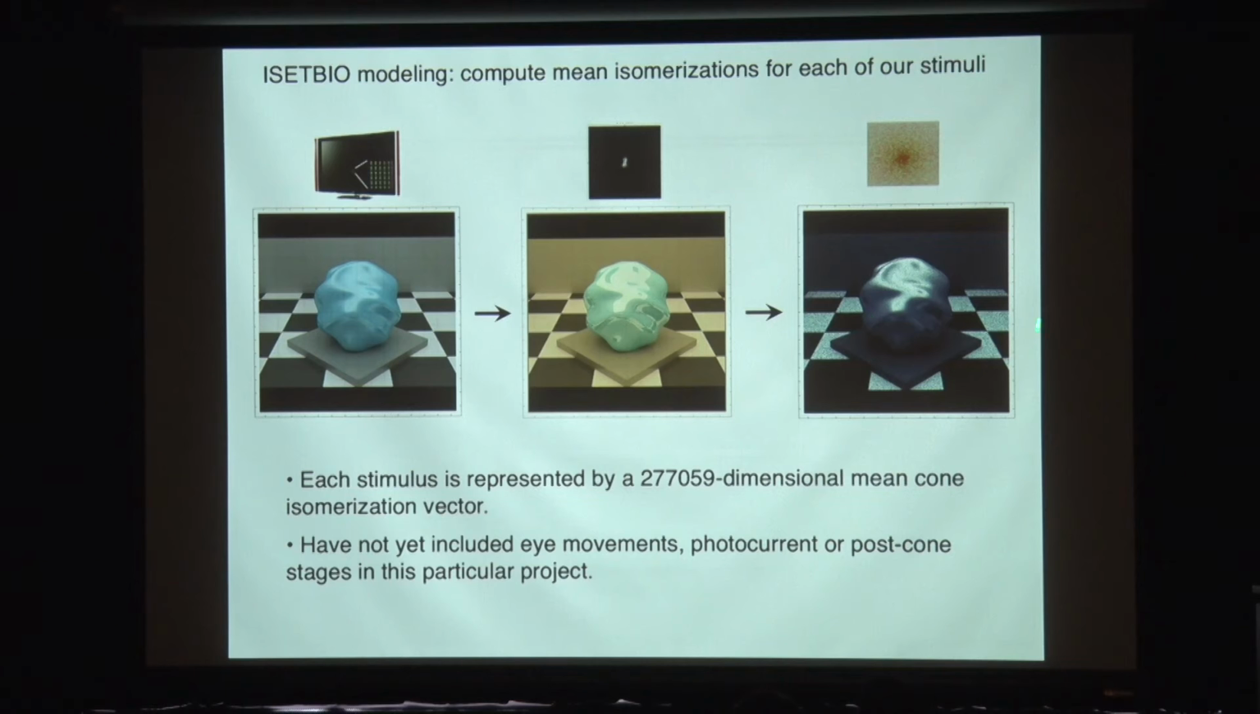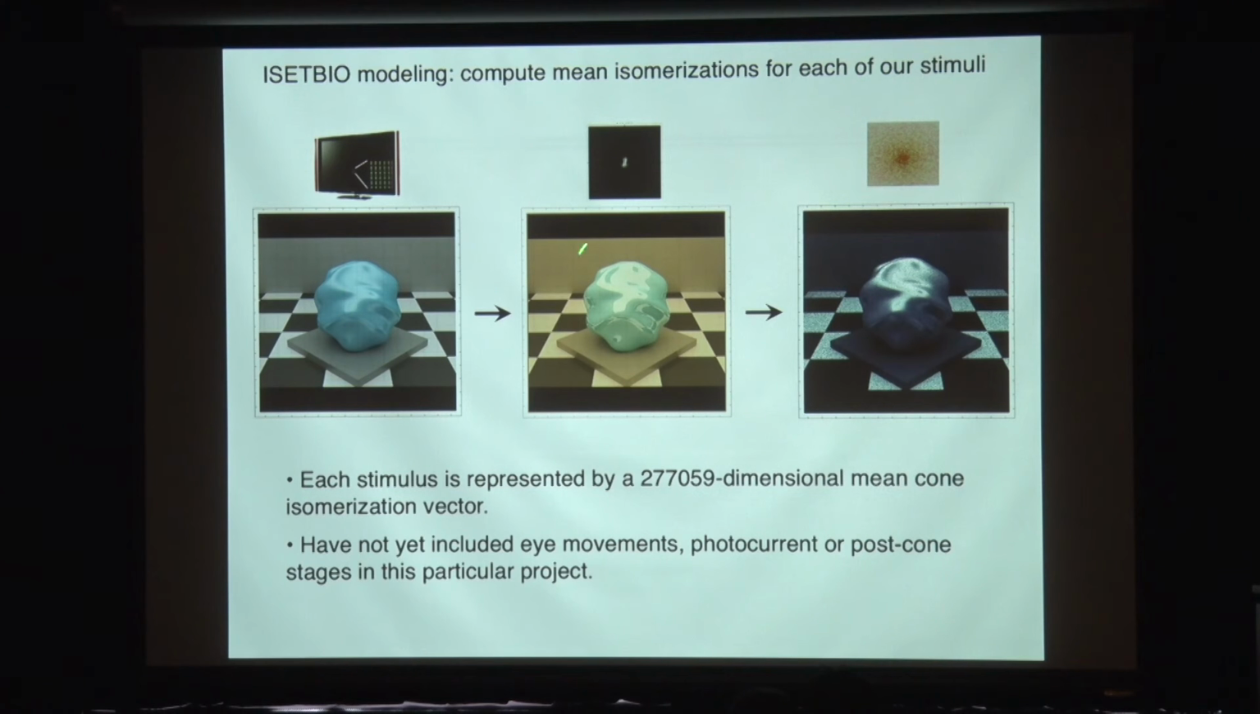And then to the isomerization rate, or mean number of isomerizations in each cone. It's a little hard to see here, but each cone is a little dot. They're all gray because cones are univariate. They are not themselves colored in any way. They just produce signals. And the little dark ones are the S cones whose isomerizations are lower. You can't really resolve that here.